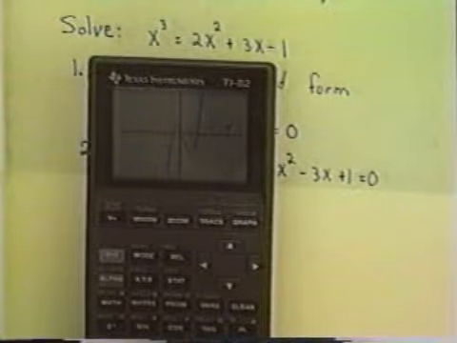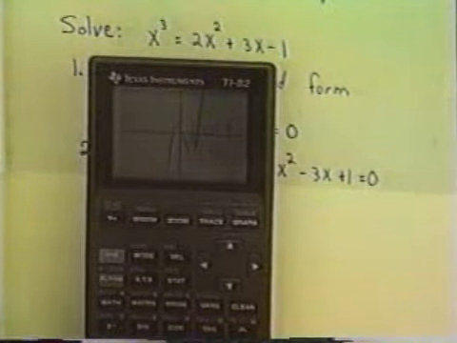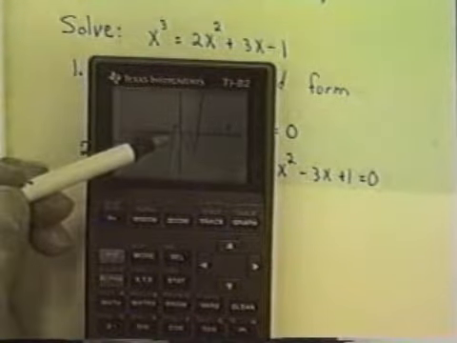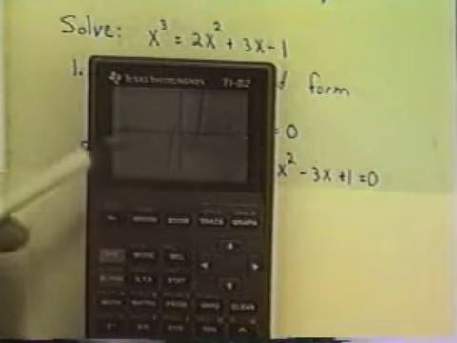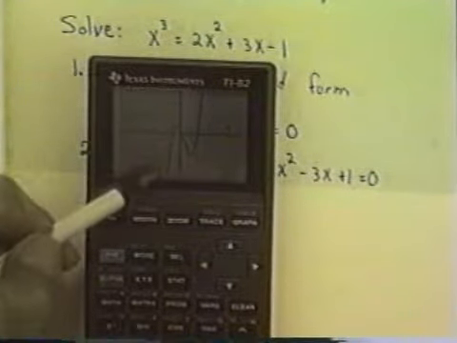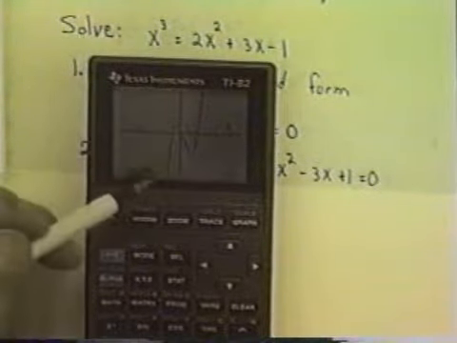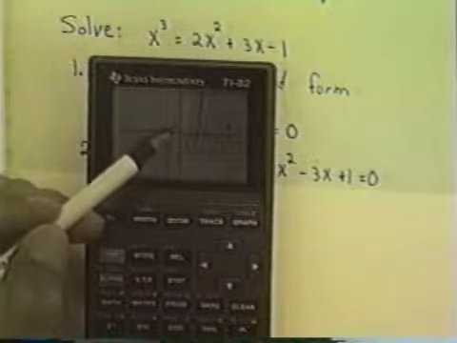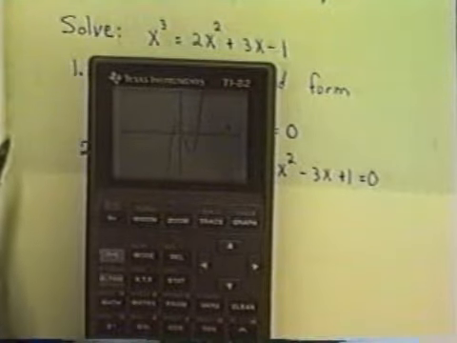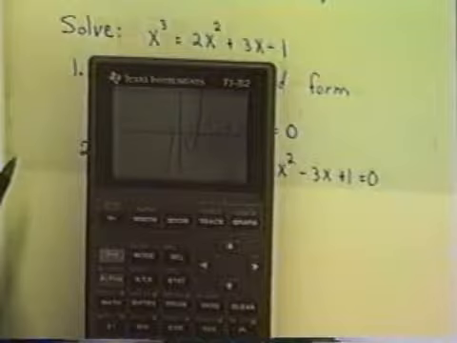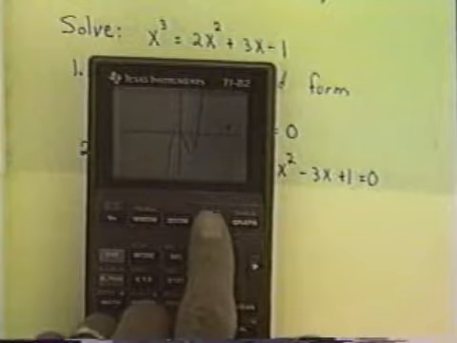Now to solve the equation, I want to find the values of x that make y equal to 0. I believe I said that wrong the first time, so listen carefully. We want to find the values of x that make y 0. Well, what are those values? One is going to be here, one here, and one here. So we have 3 answers. We expected 3 answers. One good thing about the calculator is that it will help us see those 3 answers.